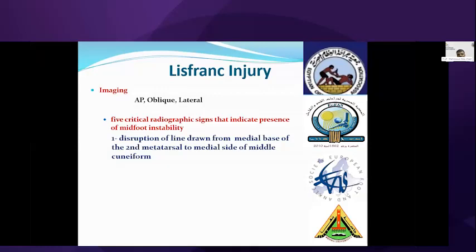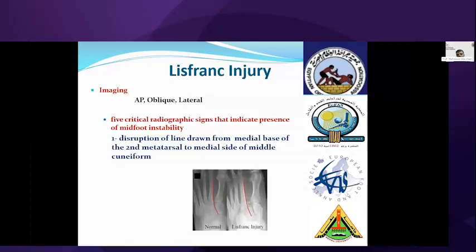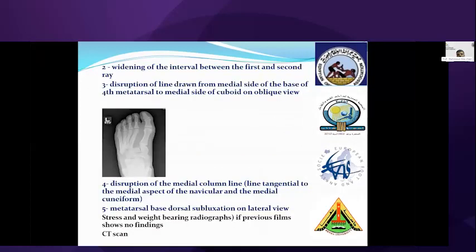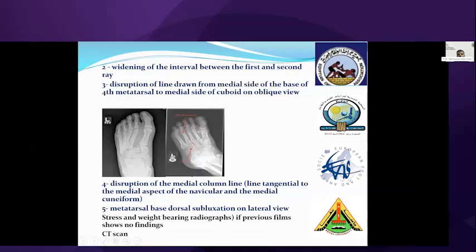Regarding the imaging, we should have AP, oblique and lateral views of the foot. We have 5 critical radiographic signs that indicate the presence of midfoot instability. The first is disruption of the line drawn from the medial base of the second metatarsal to the medial side of the medial cuneiform, as shown in this X-ray. This is an AP view. Secondly, there may be widening in the interval between the first and second ray, as shown in this X-ray. The third cardinal sign is disruption of the line drawn from the medial side of the base of the fourth metatarsal to the medial side of the cuboid on oblique view.